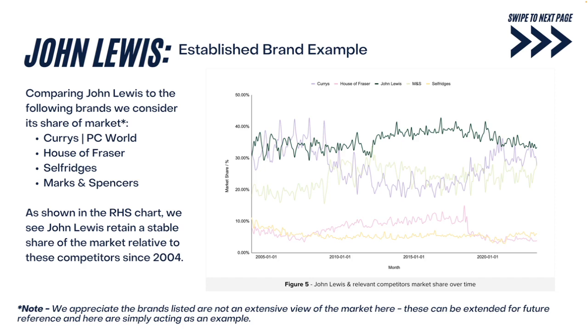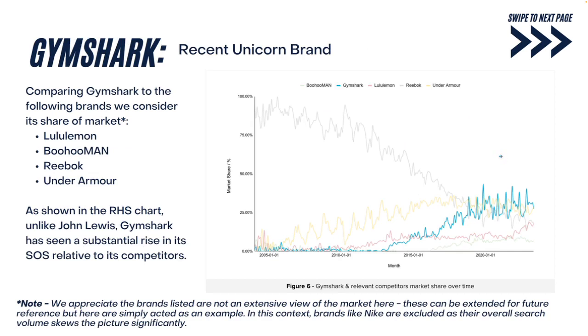But now, analysing this chart on the right-hand side, what we can basically see is the share of search for the different brands here and how it trends over a period of time. You'll notice on the right-hand side that John Lewis is this darker line, and it's relatively stable throughout the whole period. It seems to show some seasonal fluctuation around kind of the Christmas period, which you'd expect given the strong advertisements that John Lewis do around that time. But overall, it's very stable over this period. If we compare this to a recent kind of unicorn brand in Gymshark, where we're comparing to kind of Lululemon, Boohooman, Reebok, and Under Armour, we see its share of search is effectively non-existent.